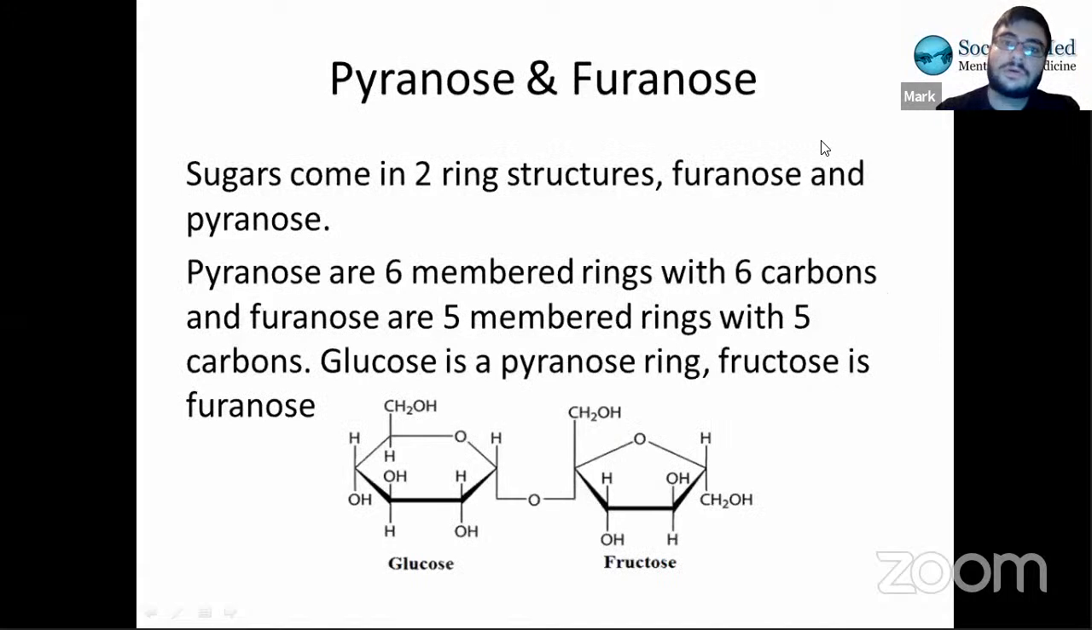Okay. So as I showed before, there are 2 different types of rings. They're called pyranoses and furanoses. Pyranoses are the 6-membered rings, which have 6 carbons, and furanoses are 5-membered rings with 5 carbons. Glucose is the prime example of a pyranose ring. Fructose is the prime example of a furanose ring.